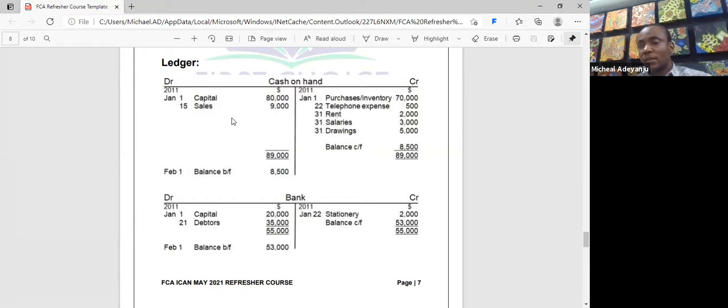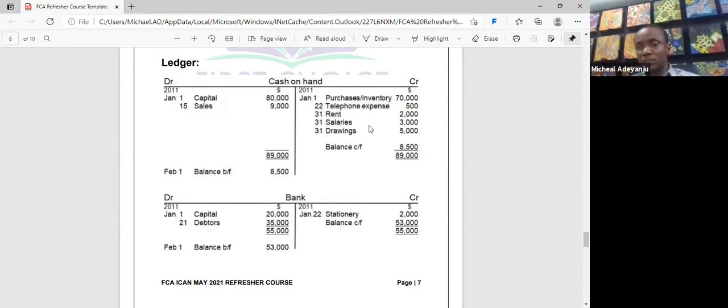And that is why we are having this debit side and your credit side. If you look at your purchase or inventory, your telephone expense, your rent, your drawings, they are all on the credit side of your account. Remember when I told you that at the end of your transaction, you will subtract your total credit side from your debit side when it comes to an asset.